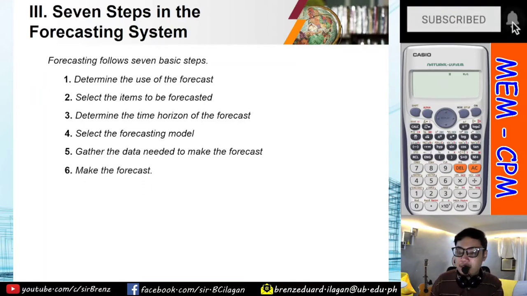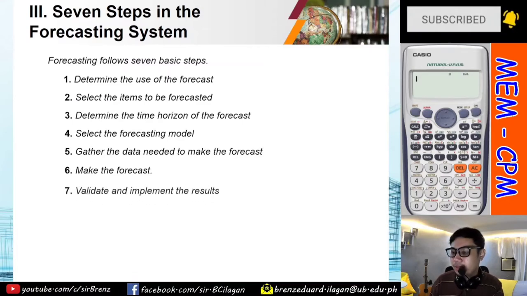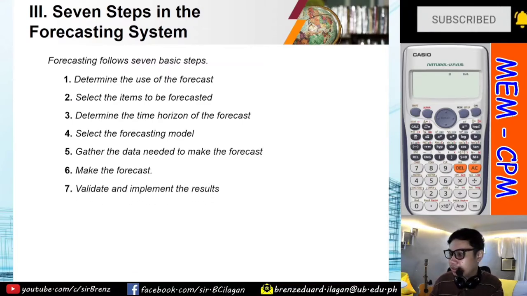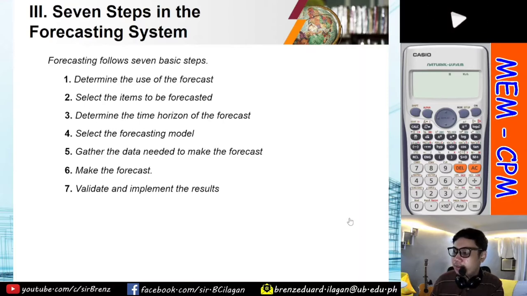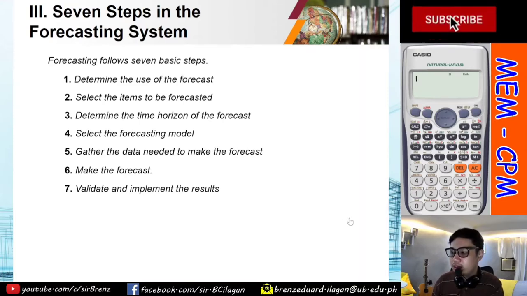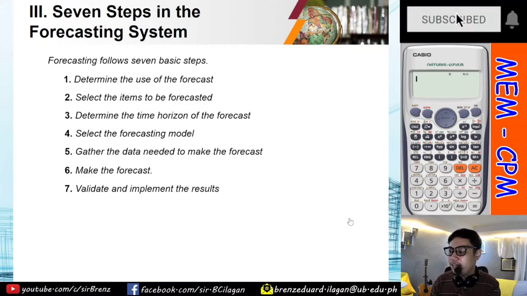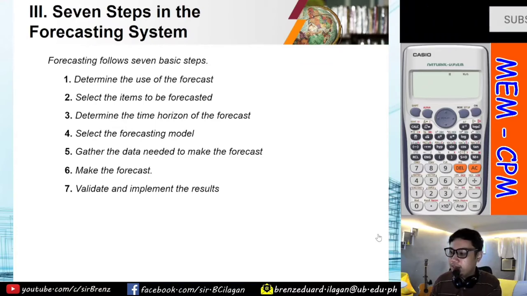6, we make the forecast. And 7, we validate and implement the result. At Disney, forecasts are reviewed daily at the highest levels to make sure that the model, assumptions, and data are valid. Error measures are applied, then the forecasts are used to schedule personnel down to 15-minute intervals.